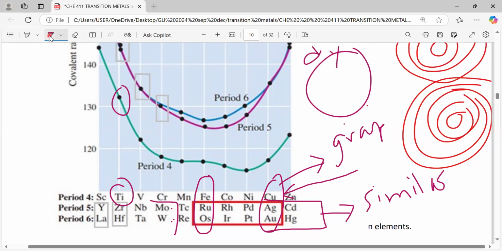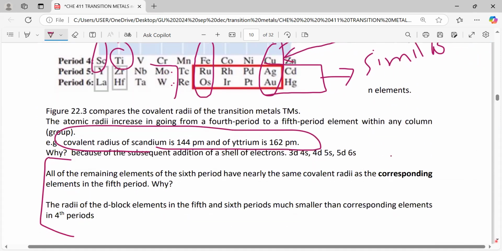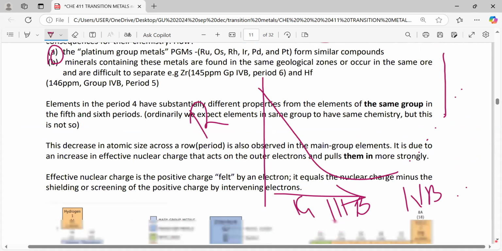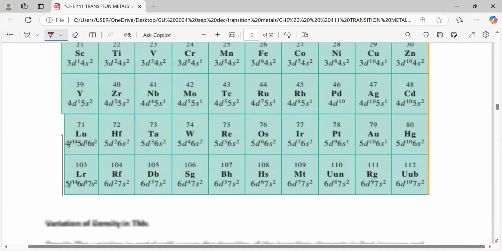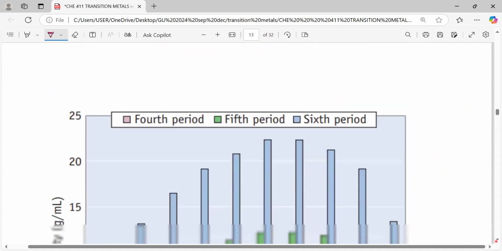I add 1 here in scandium. Then I get to titanium, I add 2. Then I get to vanadium, I add 3, and so on and so on. And that is what is causing increase in effective nuclear charge, leading to shrinking of the atom. And that is where we are explaining the dip in atomic radius.